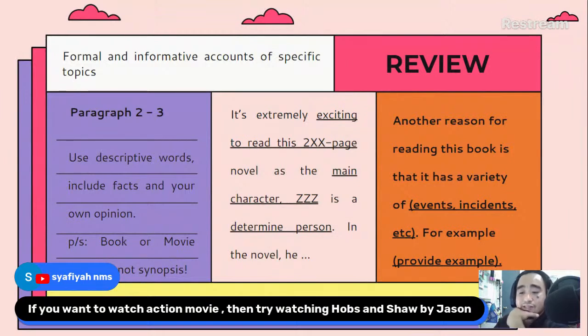Okay. It is extremely exciting to watch this. Ceritalah how long the movie is. 1 hour 30 minutes movie as the main characters, Hobbs and Shaw, are facing an issue with another character, John Cena, contohnya. Okay, and both of them are determined to settle the issue, to resolve the issue. In the movie he or they do what? Okay. Another reason for watching this movie is what? The event, the incident, the action. So describe, kena cerita. Okay. And then provide example from the movie.